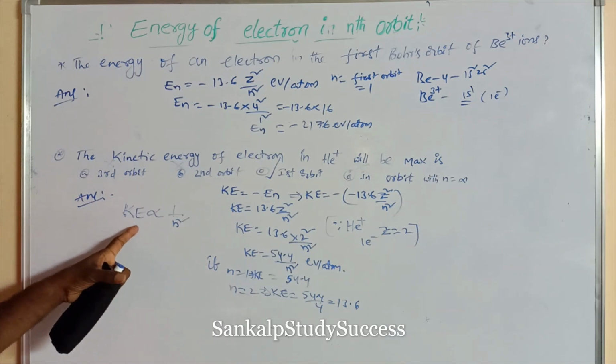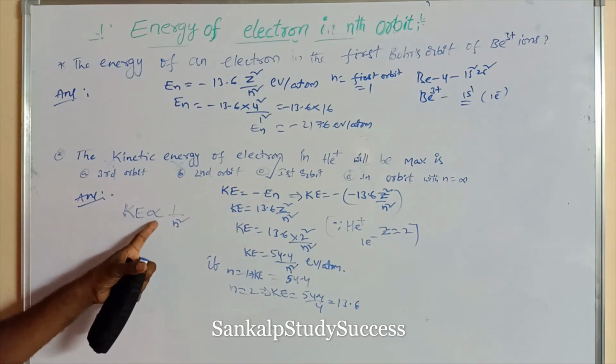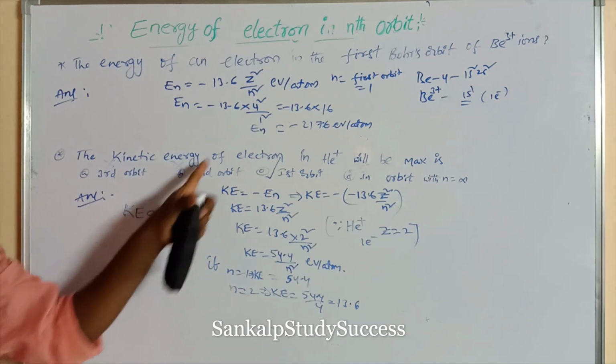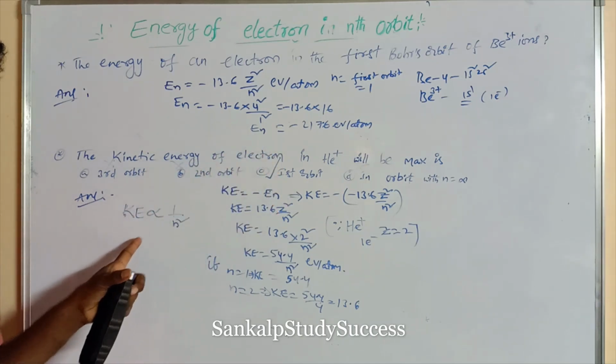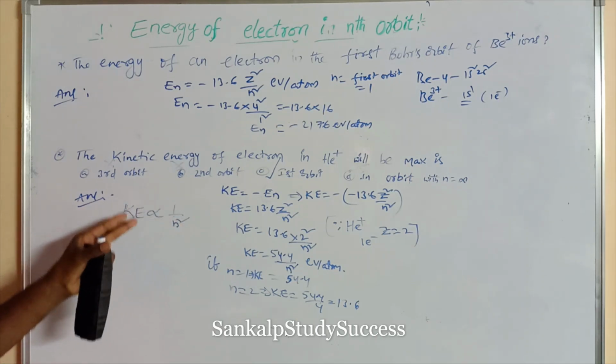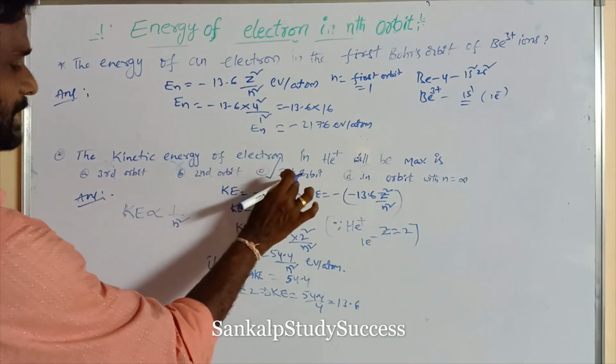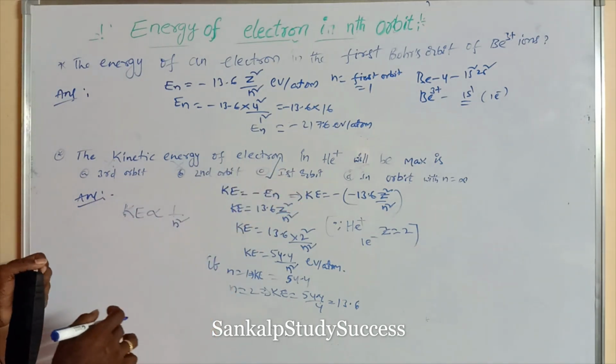Why? Kinetic energy and n are inversely proportional. If n value increases, kinetic energy is less. If n value is minimum, its kinetic energy is high. So which is the minimum value? First orbit. So that is the answer.